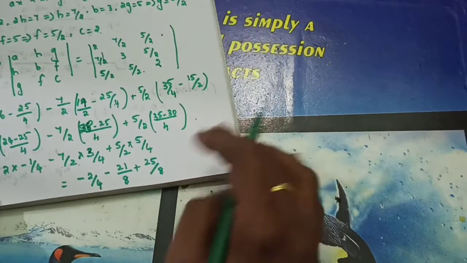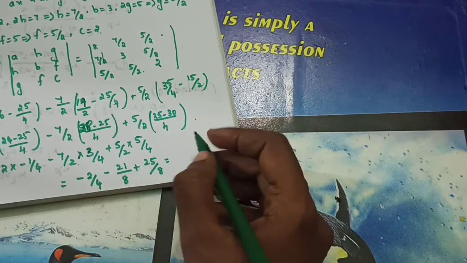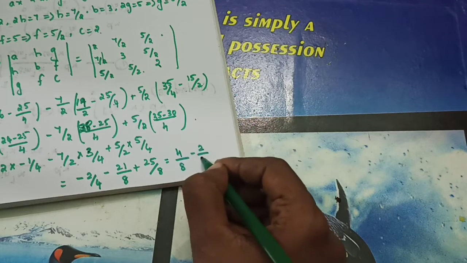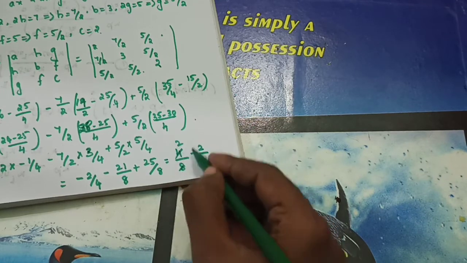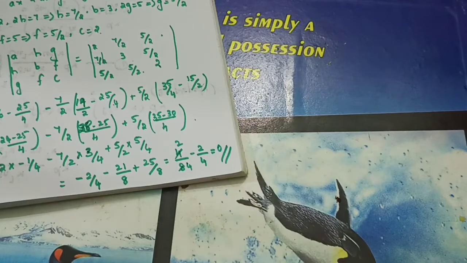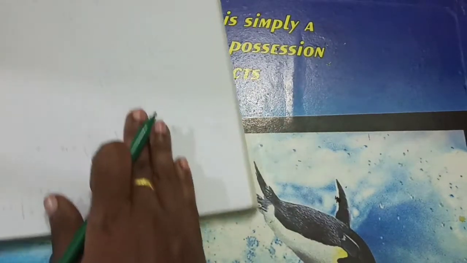If we simplify this, how much will get? Minus plus, is it right? So 4 by 8 minus 2 by 4. So this and this will get cancelled. 2 times 4, that's equal to 0. Understand? So just to simplify, that's all. Okay. So you got the answer as 0.